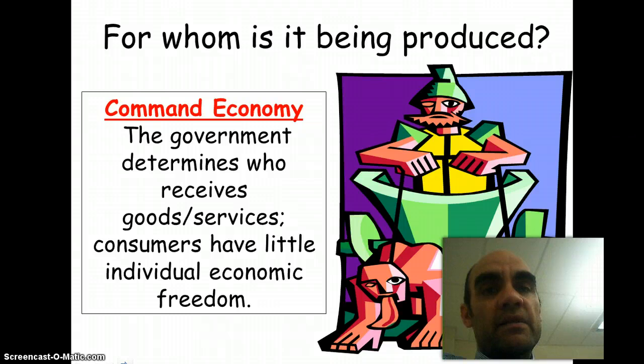The government determines who's going to receive goods and services by laying out what's going to be produced. You want meat, you got to buy it on Tuesdays. You want a car, you got to buy it here. It has to look like this. So let's go back. In a command economy, it really doesn't matter. The government doesn't really care who it's being produced for. They're going to produce it, and you're going to use it.